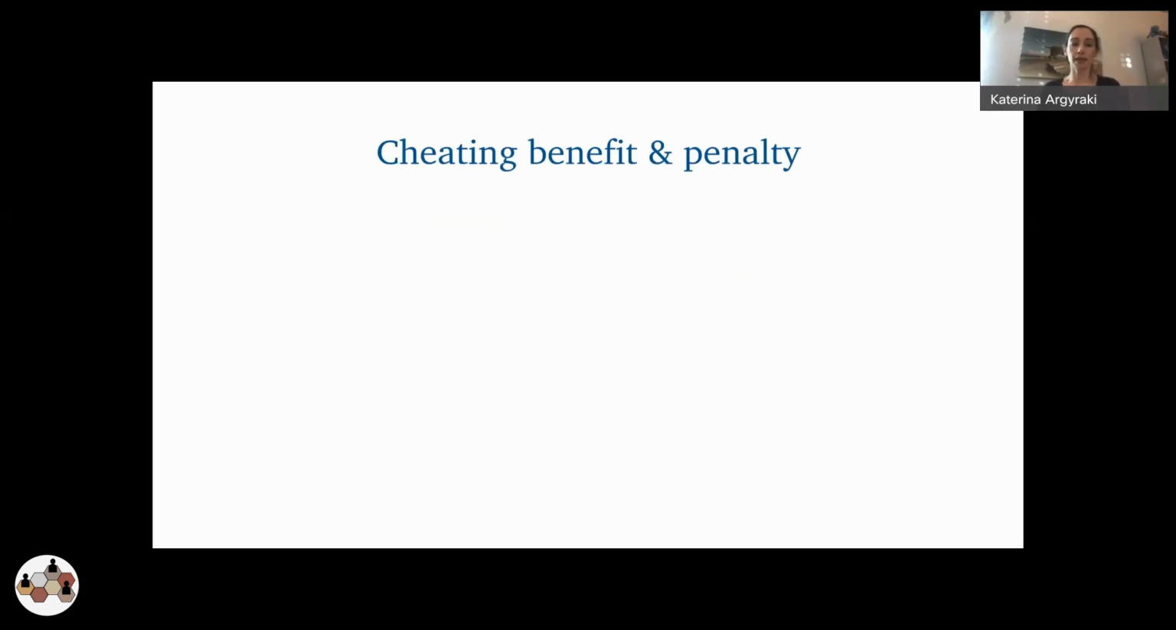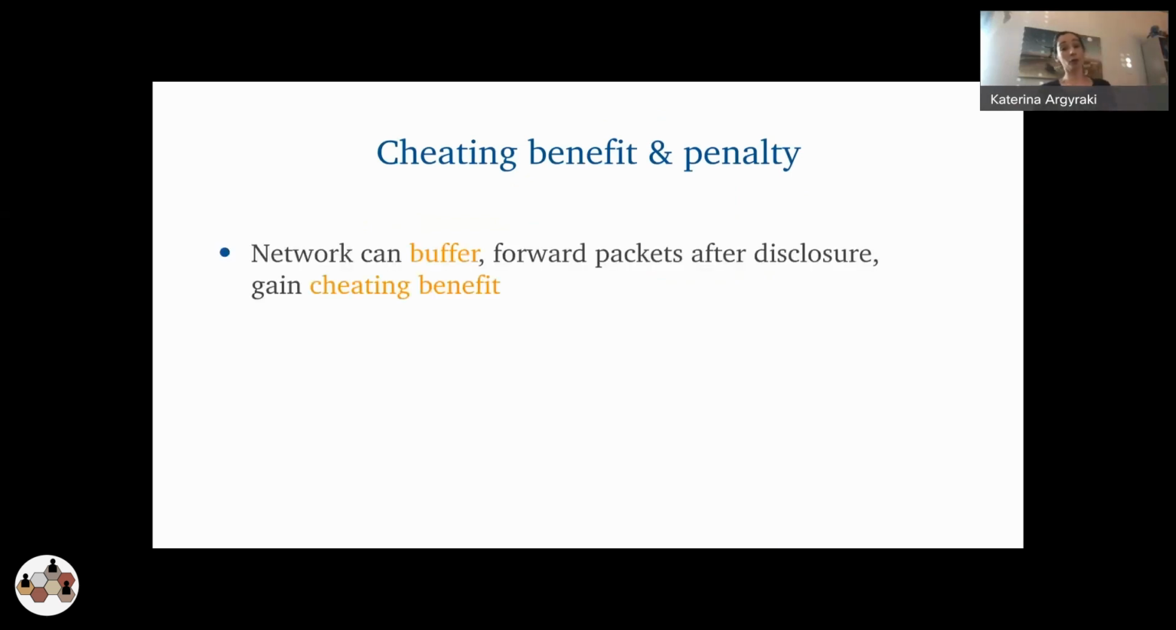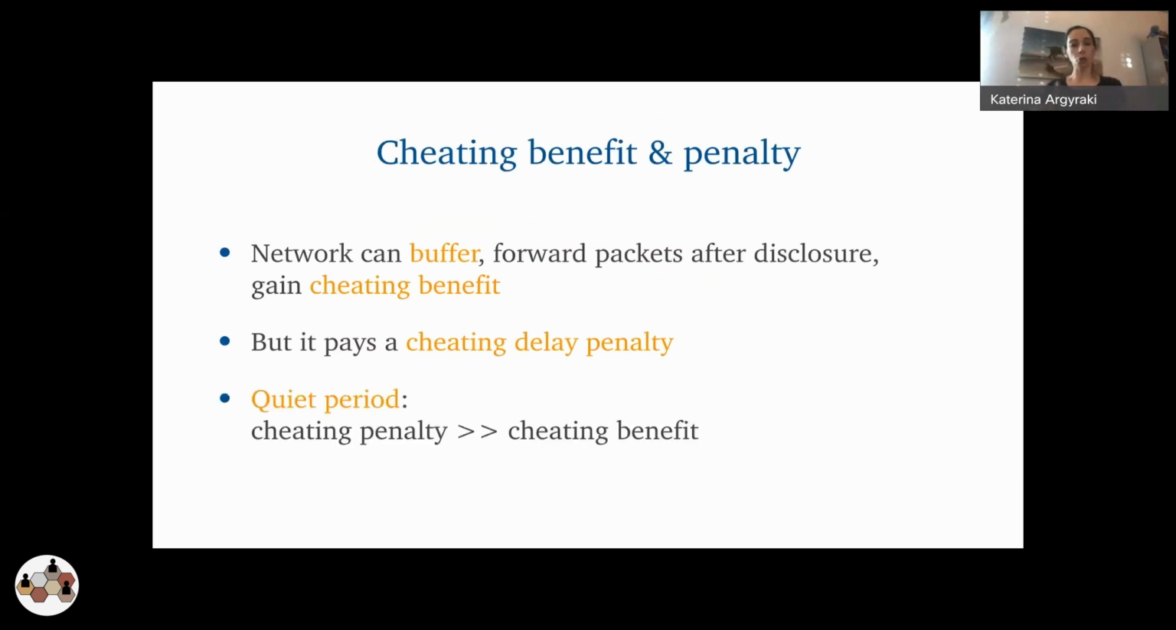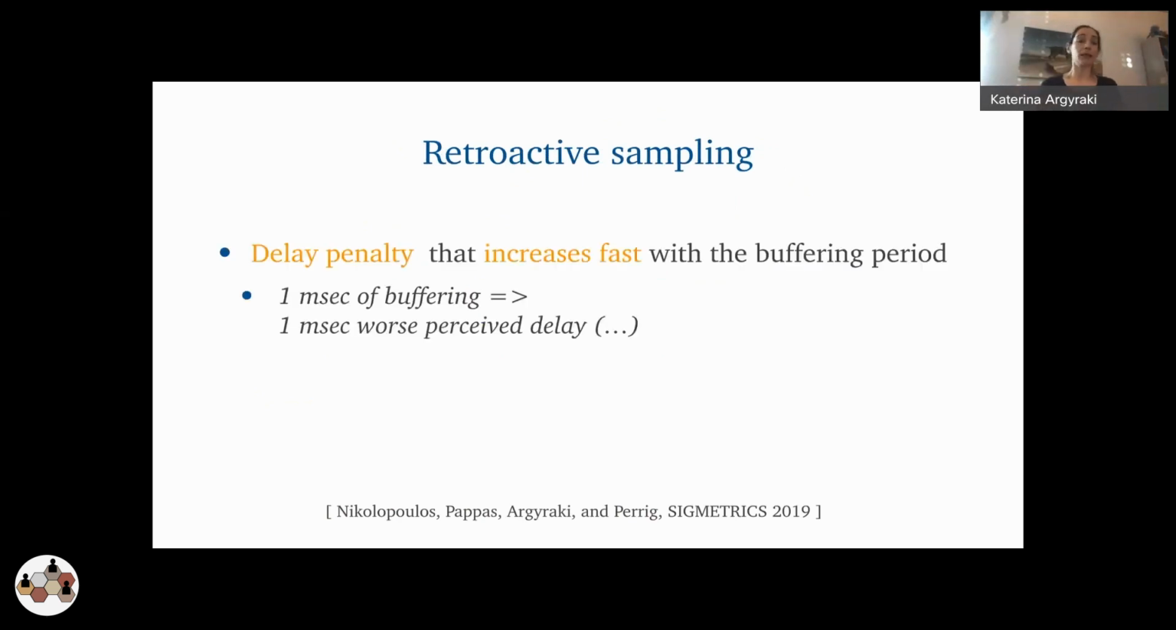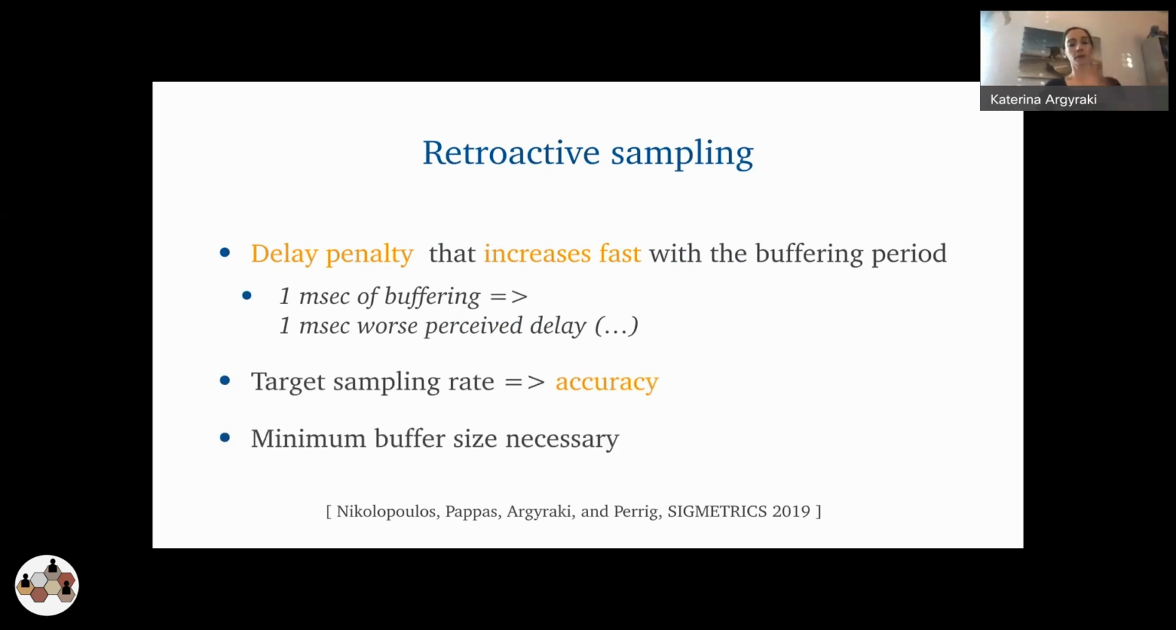So what are the basic ideas here? Networks can buffer and forward packets after the sampling fate is disclosed. They gain a cheating benefit, but they pay a delay penalty. And we have this quiet period as a tool to tune the relationship between this penalty and benefit. Based on this idea, we design what we call the retroactive sampling function, which guarantees that the delay penalty increases fast as the network tries to cheat, and certain other properties that I will not discuss today, like we can tune the target accuracy and we can minimize the buffering needed to temporarily store the digests.